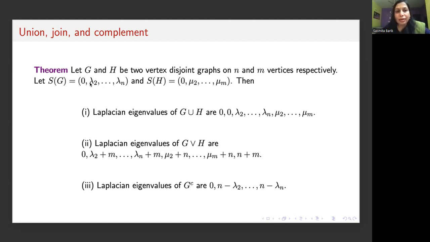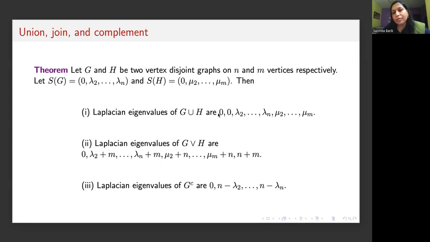Let the Laplacian eigenvalues of G be 0 and lambda 2 to lambda n, and for H, the Laplacian eigenvalues be 0 and mu 2 to mu m. So G is a graph on n vertices, and H is a graph on m vertices. Then we can express all the Laplacian eigenvalues of the union, join, and complement.